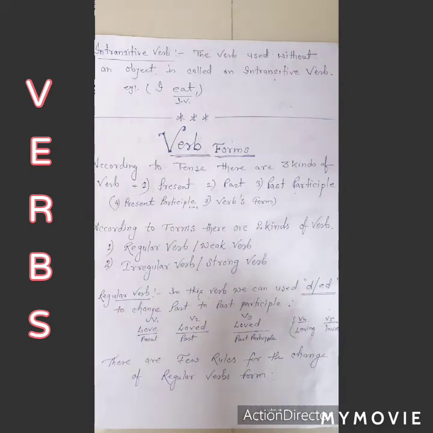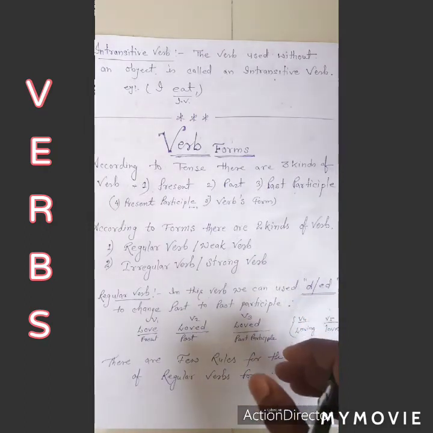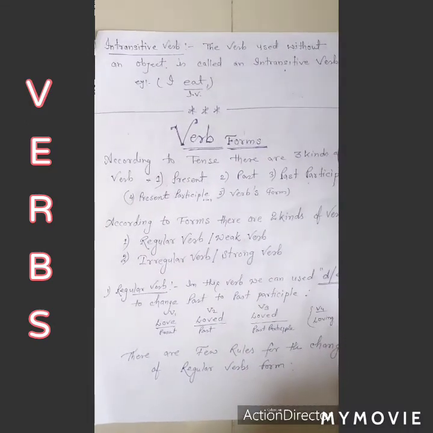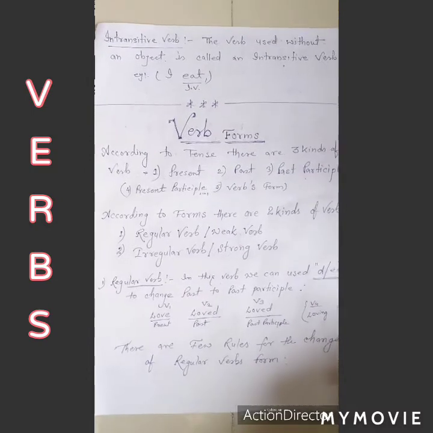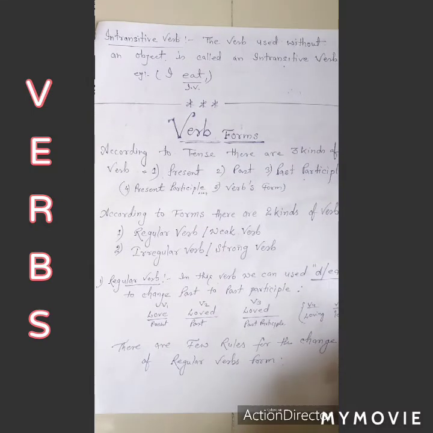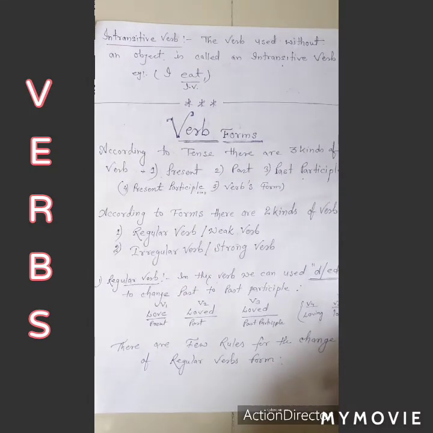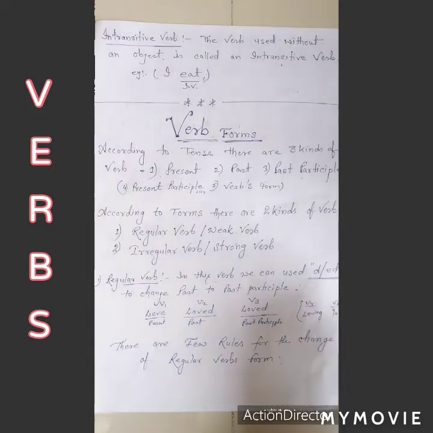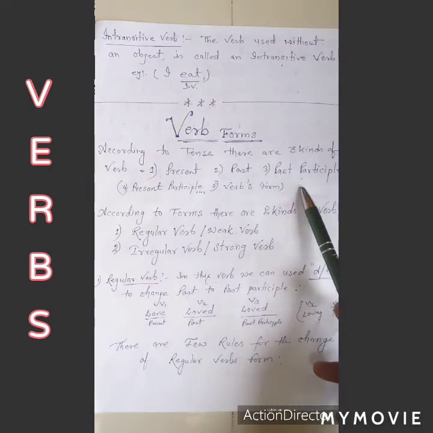A transitive verb comes with an object, and an intransitive verb comes without an object. That's very simple to keep in your mind. Now, after the kinds of verbs, I will talk about verb forms. According to tense, there are three kinds of verb forms: present, past, and past participle.